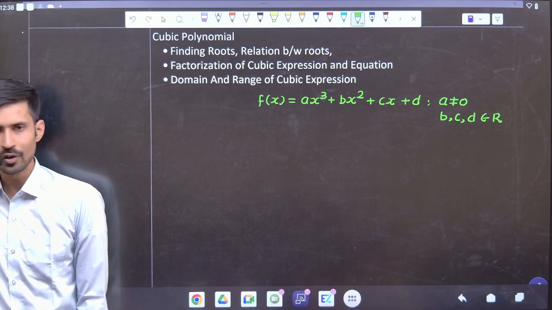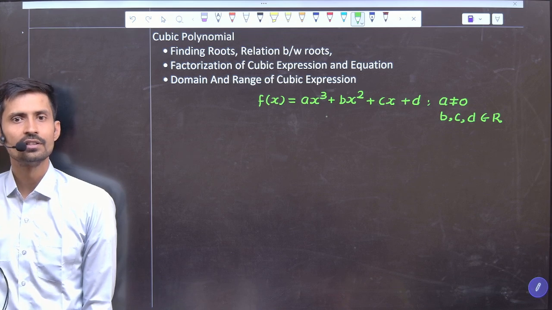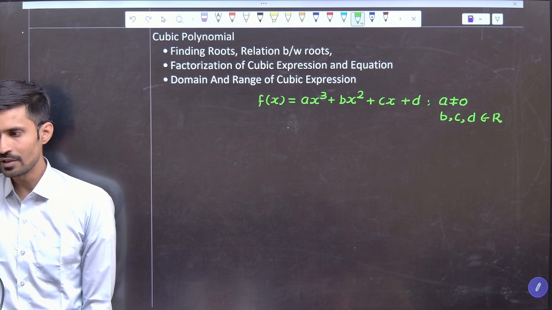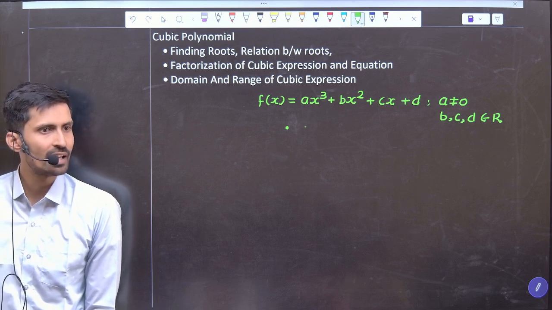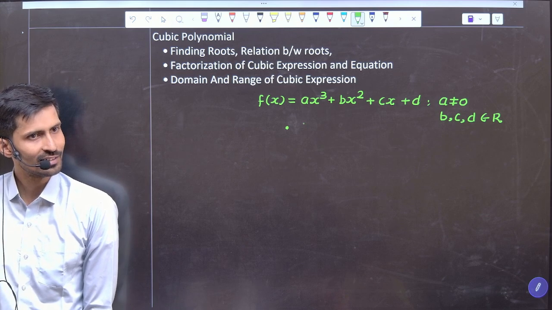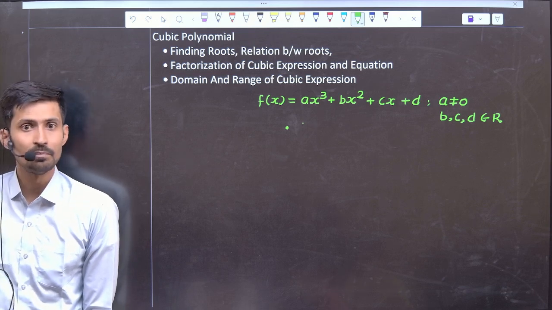And you know, for any polynomial of degree n, how many roots will it have? 3 roots according to the degree, maximum. So if someone asks how many real roots a cubic equation will have? Maximum 3, minimum 1.